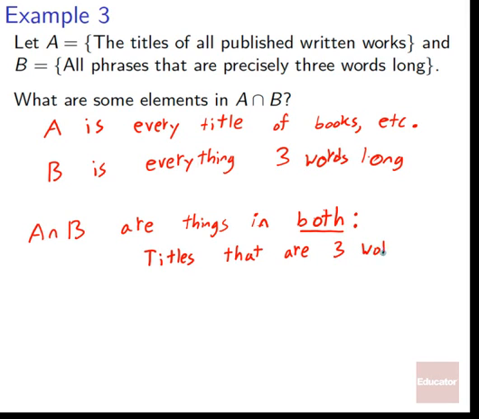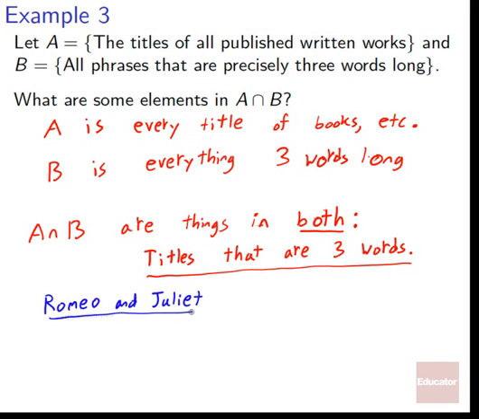So to be able to answer this question, we just need to figure out what are some titles that are 3 words. So we start thinking, and here are some of the ones that I thought of. We could go, Romeo and Juliet, right? Almost everyone is going to know Romeo and Juliet, so that's a good one to start with. There is a title that is 3 words long, written by Shakespeare, and it is a published piece of work. We've all been able to find a copy of Romeo and Juliet if we've been looking for it. So Romeo and Juliet, that's one.